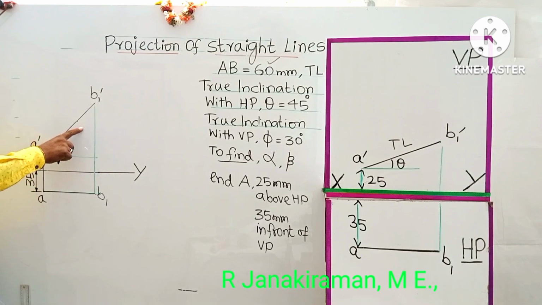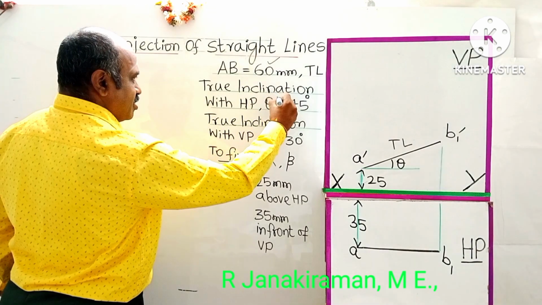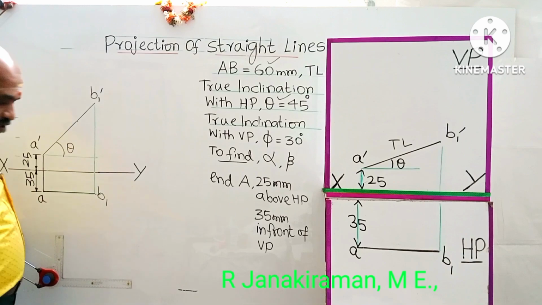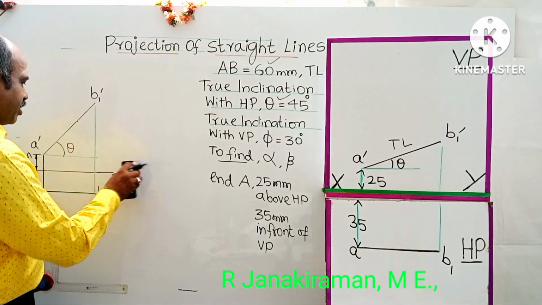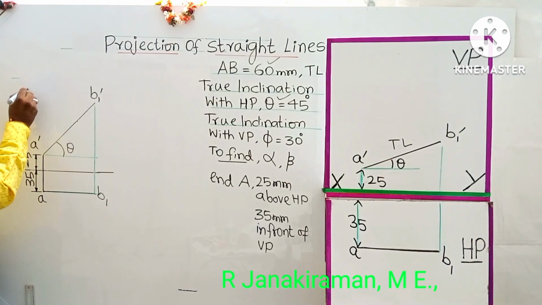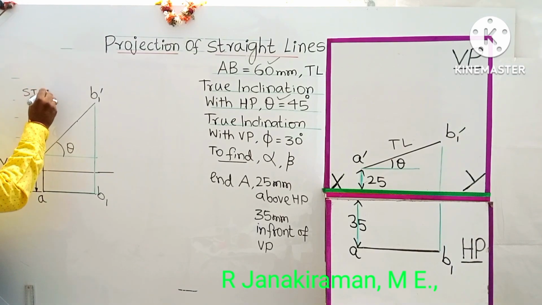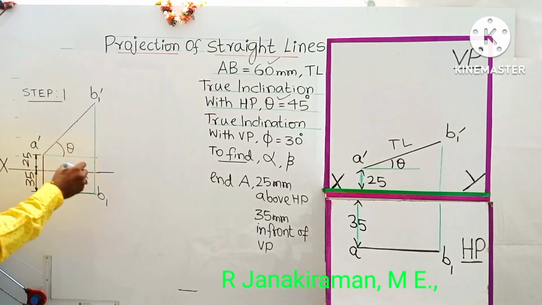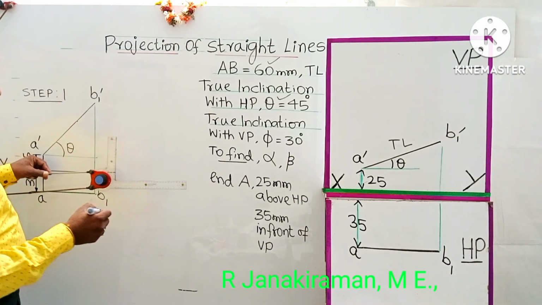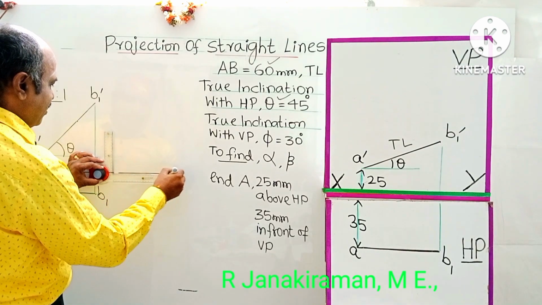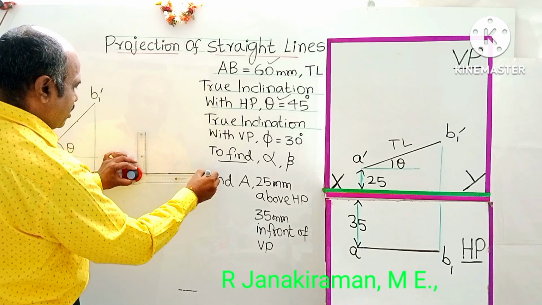For the line inclined to HP alone, we considered 45 degrees. Similarly, in the second step, we are going to consider the line inclined to VP alone. So let me extend this XY line. This is the step 1 diagram. Step 1, line inclined to HP alone, we considered. Next, we are going to consider the line inclined to VP. The angle of inclination to VP will always come below the XY line, based on the straight line concept.